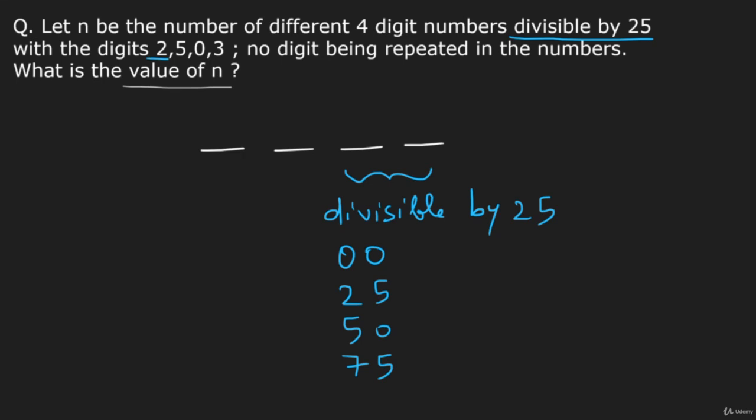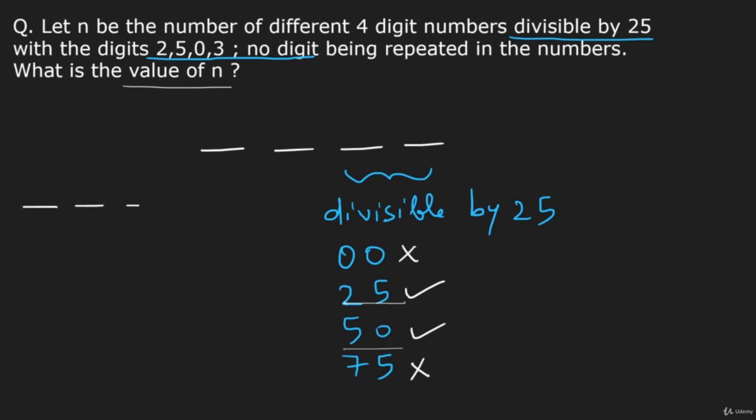Now, you have only 2, 5, 0 and 3, and it's also mentioned that no digit can be repeated. So you cannot have 00 because you have only one 0 provided. Alright. Can you have 25? Yes, you have 2 and you have 5. So 25 is possible. Similarly, 50 is also possible because 5 and 0 are provided. But 75 is not possible because we are not provided the digit 7. Alright. So there are two cases over here. The last two digits can be 25 or the last two digits can be 50.